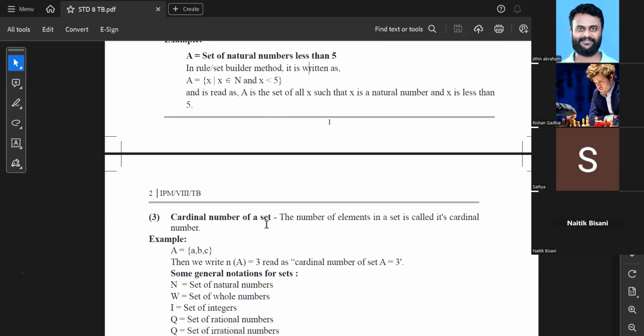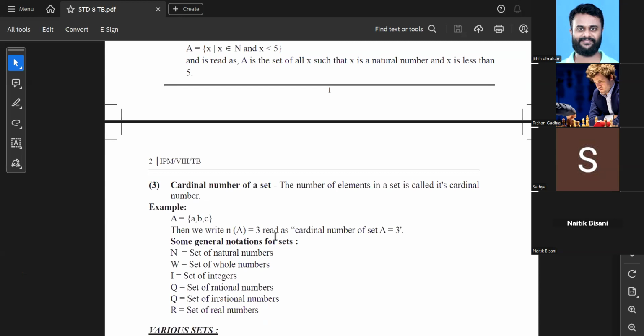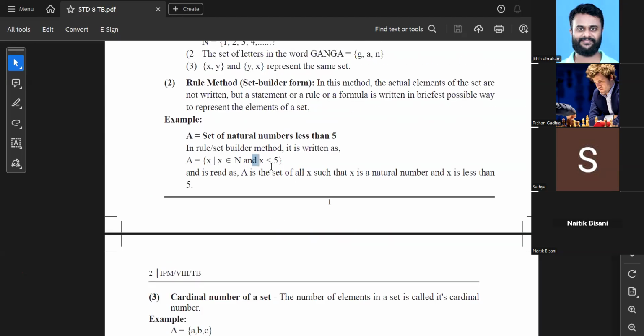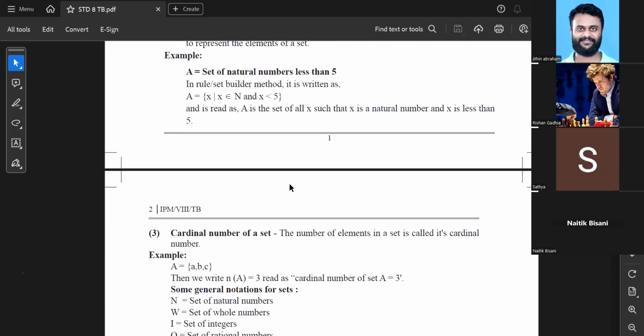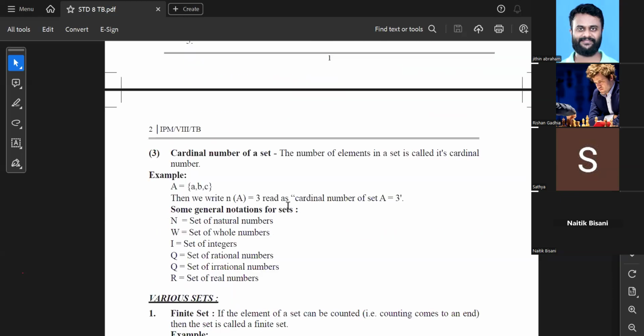Now, what is cardinal number? Cardinal number is the number of elements inside any particular set. For example, in the previous set, all the natural numbers less than 5 are 1, 2, 3, 4. So the cardinal number is 4. Or if A is a set consisting of all the alphabets, what is the cardinal number of that set? It will be 26, because there are 26 alphabets.